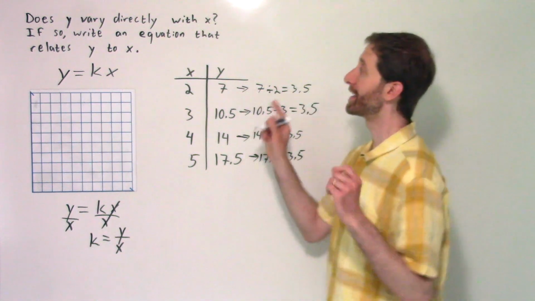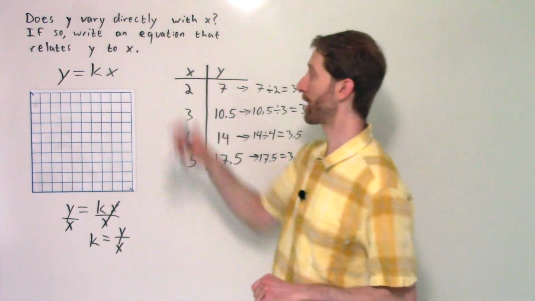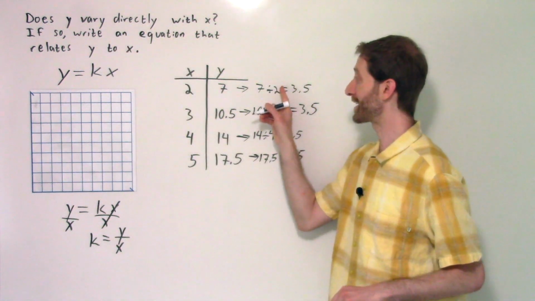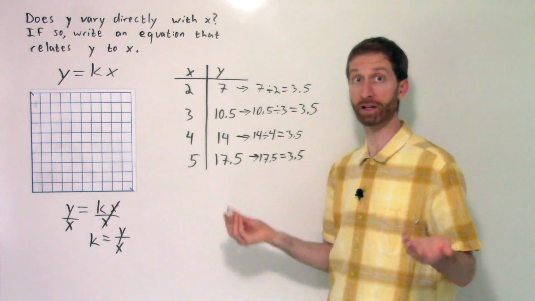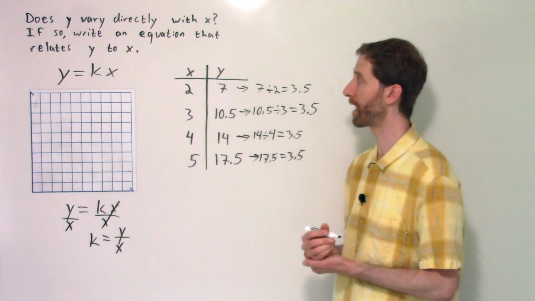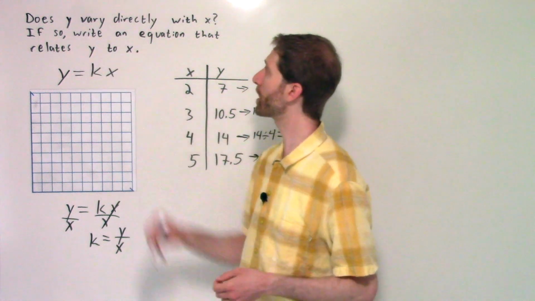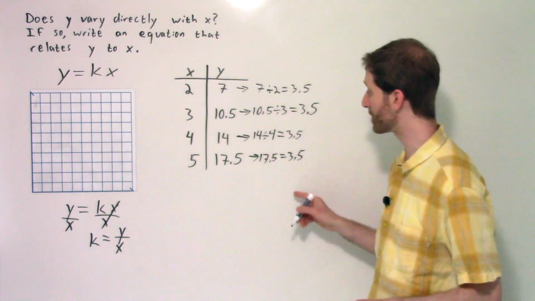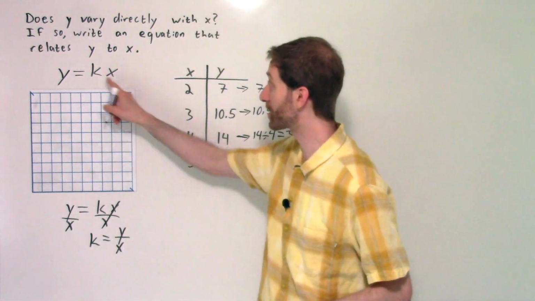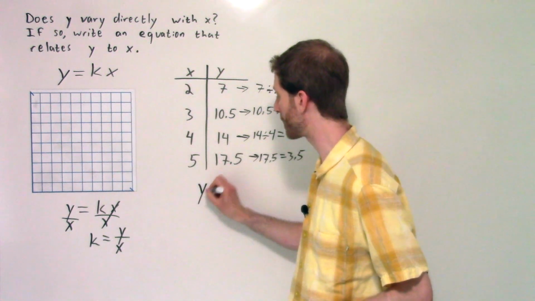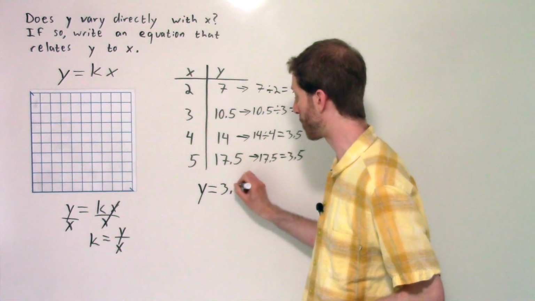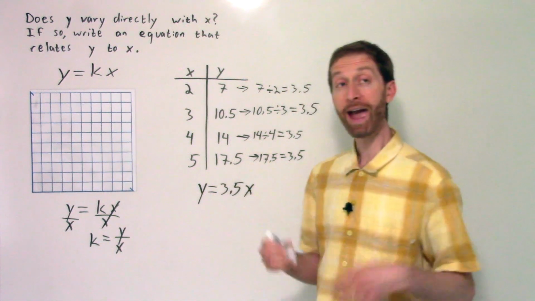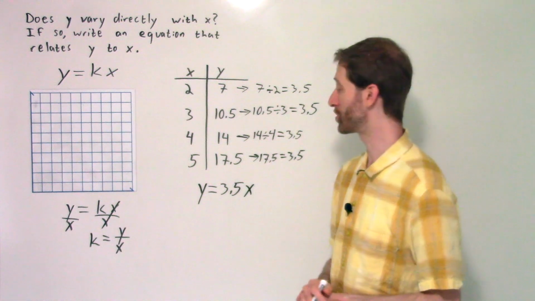So the answer is yes, y does vary directly with x because it has a constant of variation of the same value, in this case 3.5. It says, if so, write an equation that relates y to x. Well, that's the easy part. Since I know that k is 3.5, I'm just going to enter k into this equation. So y is equal to 3.5 times x. And that now is our direct variation equation.